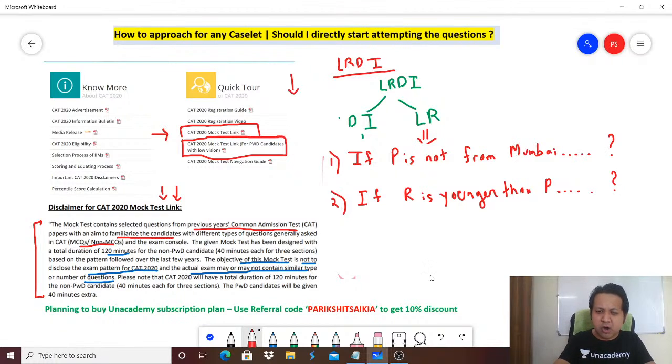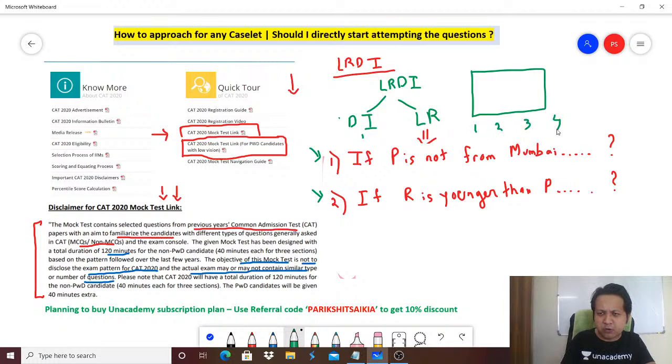Because the questions that you have are giving you additional data. Now you know what? Such questions are actually a bit difficult to answer. Such caselets are actually a bit difficult. I won't say difficult, rather I would say a bit more time consuming. Why? Because think about it, in an LR puzzle, if you are able to solve the puzzle, ideally you should get all the 4 questions correct.